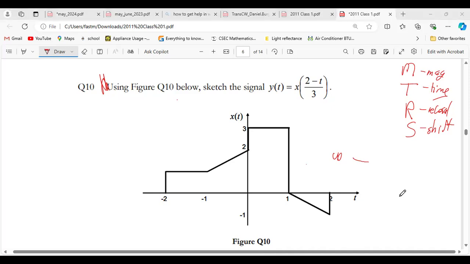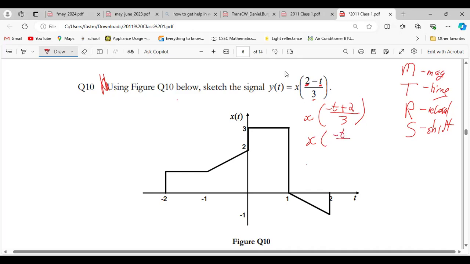All right. So we have 2, we have minus t, we have a 3. I'm going to rewrite this in an easier way for me to see. So we have minus t plus 2, all divided by 3. So I'm just going to rewrite this so we could do a little bit of manipulation: minus t on 3 plus 2 on 3.